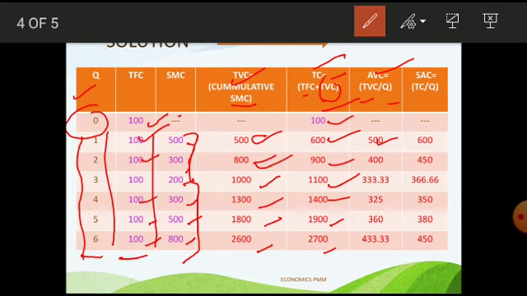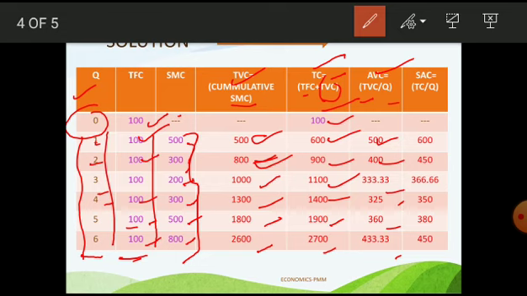So when we divide that, you will get all the AVC values. That is 500 divided by 1, 500. 800 divided by 2, it is 400. Next, 1100 divided by 3, it is 333.33. Similarly, for the 4th unit, 5th unit, 6th unit. So here we will get all the AVC values. We are applying the formula.